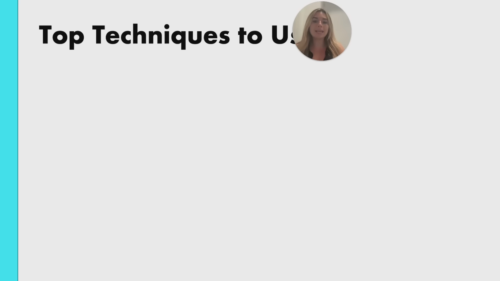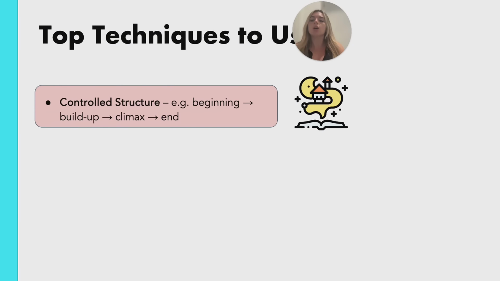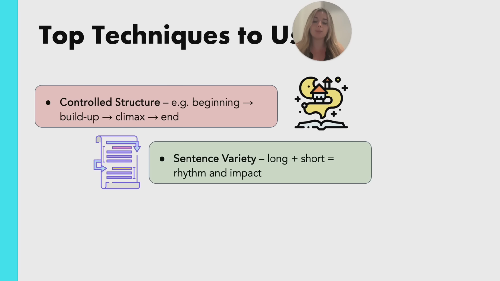Now, top techniques to use for this. So the first one is a controlled structure. If you do go for a story, you want to have a controlled structure, like a beginning, a build-up, a climax, and an end. You want to follow that, and it should be very clear in your language, in your sentence structures, your paragraph lengths, how long and short they are when you're building up this tension, building up this climax. That should be really clear from the language you use and the way it looks on the page.